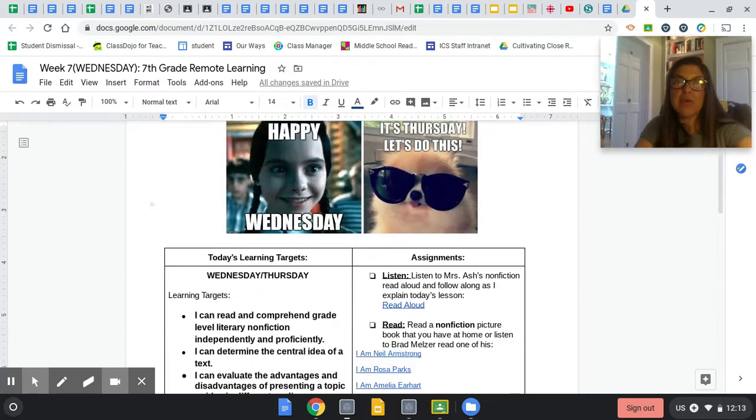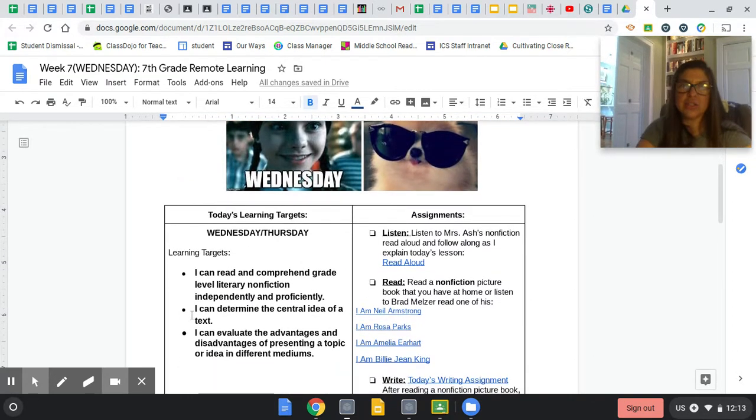So the learning targets that we're focusing on are right here. These two we've been focusing on since we embarked on our journey into nonfiction. I can read and comprehend grade level literary nonfiction independently and proficiently. So you've been reading some nonfiction and you'll continue to do that. And I can determine the central idea of a text. So our first 2 days, that's kind of what we focused on, is determining that central idea. Or as we talked yesterday, another term that you might hear instead of central idea is main idea. They're interchangeable. They mean the exact same thing.